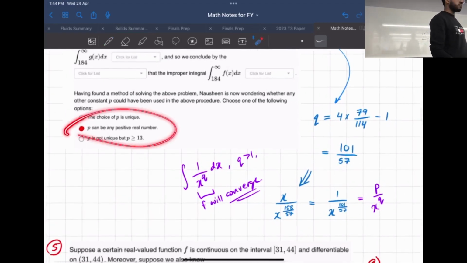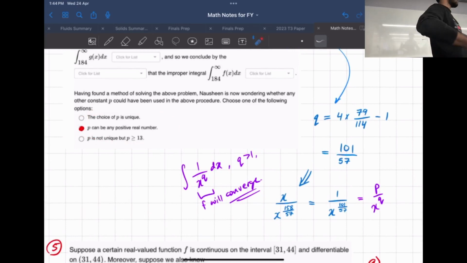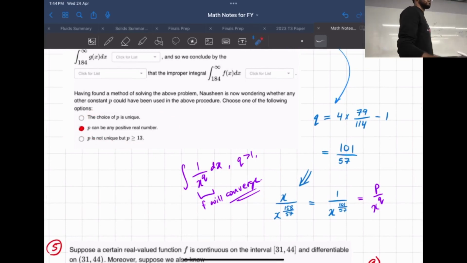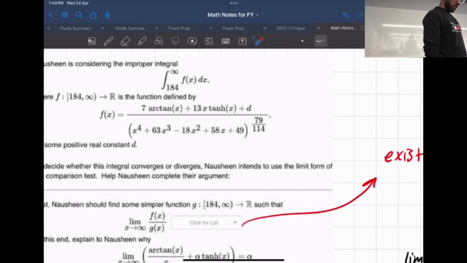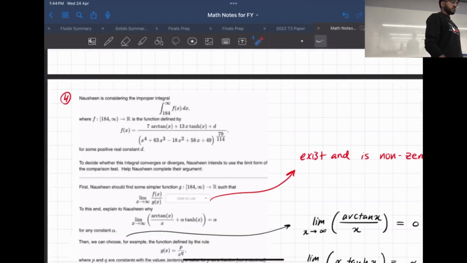And as I said before, p can be any real number. It doesn't really matter. Okay. The reason I chose 1, because it's the simplest case up here, it can be 13 as well. It can be 7, whatever. Doesn't really make a difference.